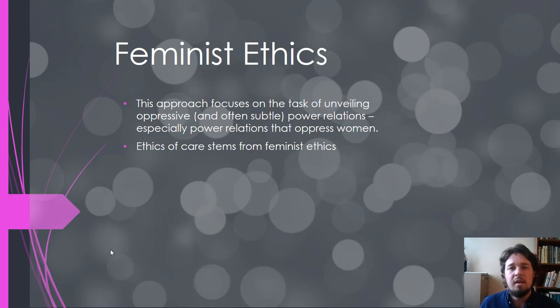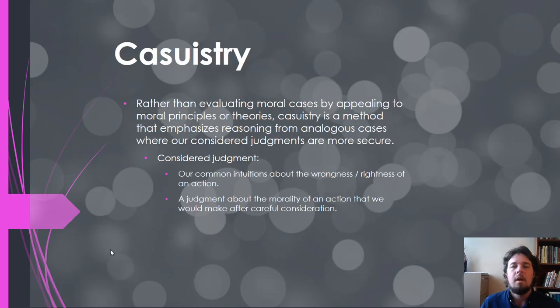And the basic idea here is that these power relations that are oppressive to women can sometimes be so normalized that they don't even seem oppressive. They just seem normal, like the natural order of things. And so feminist ethics tries to reveal oppression where we may not see it initially.